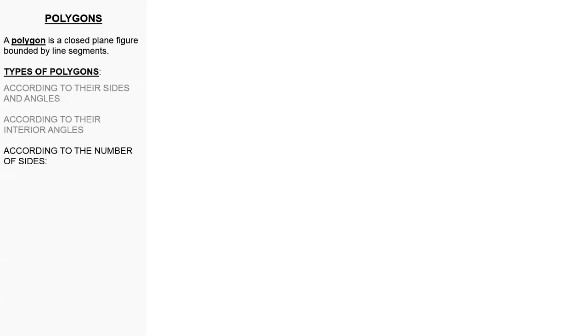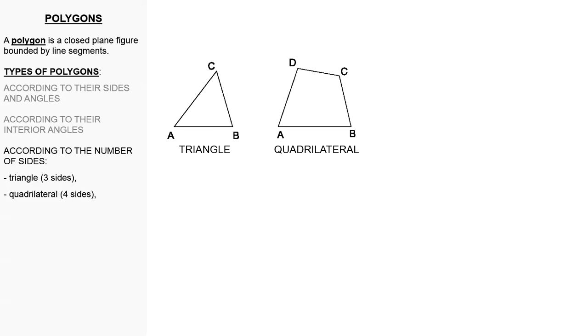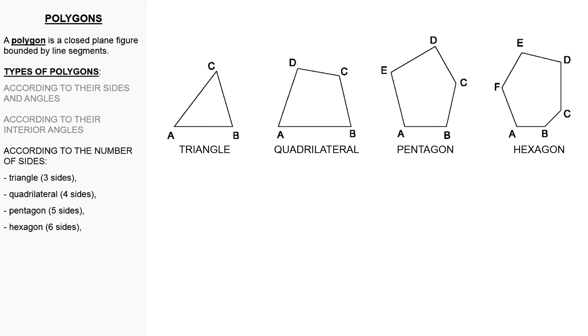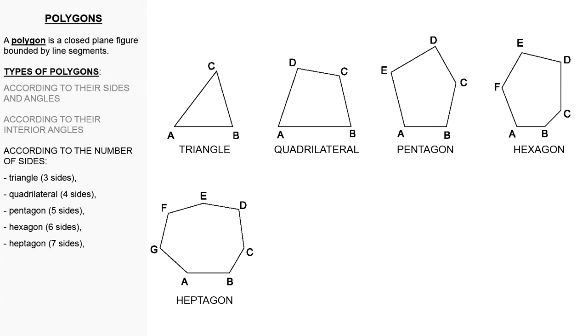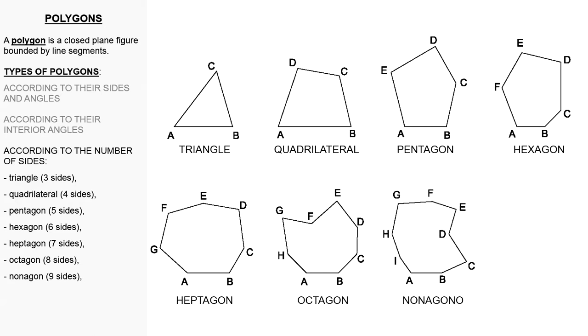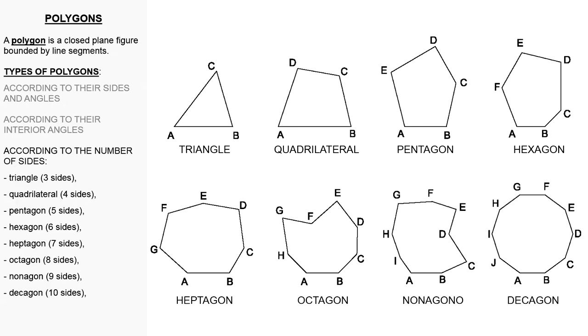Finally, we can classify polygons according to the number of sides. A 3-side polygon is a triangle, a 4-side polygon is called a quadrilateral, a 5-side polygon is a pentagon, a hexagon is the polygon that has 6 sides, a heptagon is a polygon with 7 sides, an octagon is a polygon that has 8 sides, a 9-side polygon is a nonagon, a 10-side polygon is a decagon, an endecagon is an 11-side polygon, a dodecagon if it has 12 sides, etc.